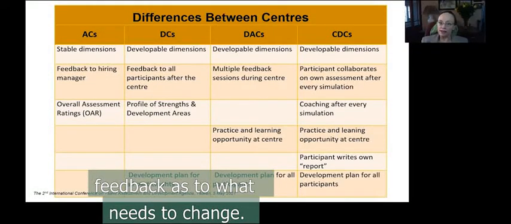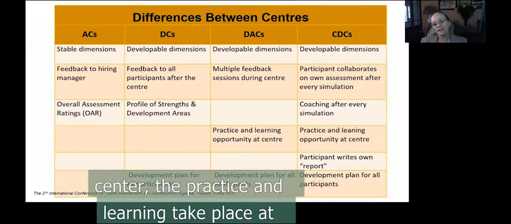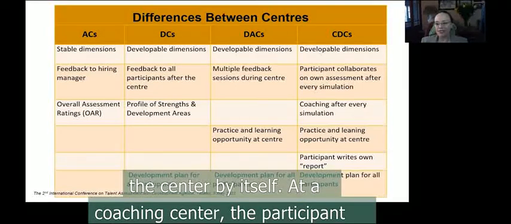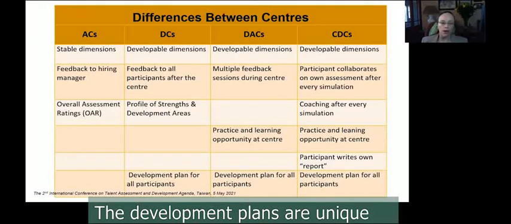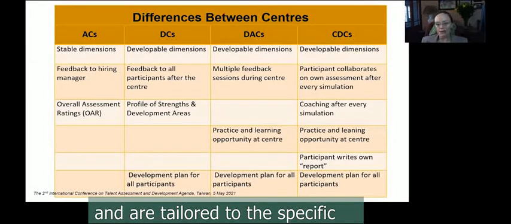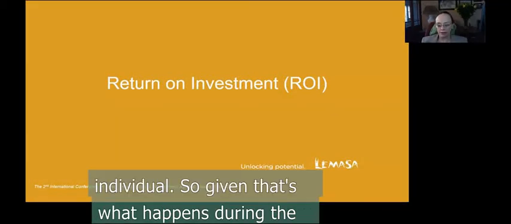At the selection center, there's an overall assessment rating that you're going for. The diagnostic center gives a profile of strengths and development areas, whereas at the development assessment center and a coaching development center, it is the areas of development and immediate feedback as to what needs to change. So at the last two, there's practice and learning that takes place at the center itself. At a coaching center, participants even write their own reports. And then development plans are drawn up so that they are unique and tailored to the specific individual.